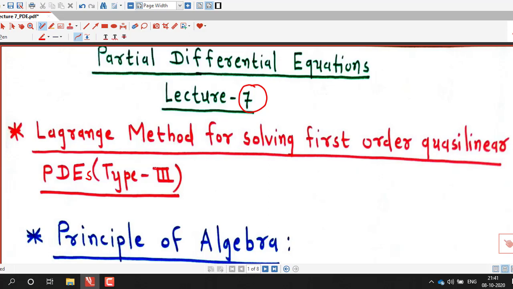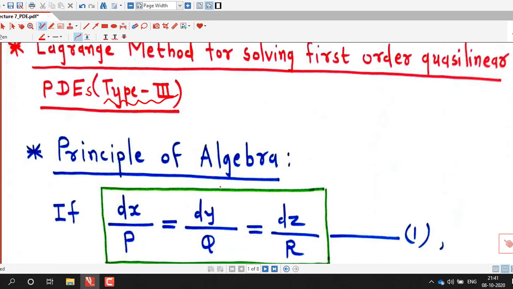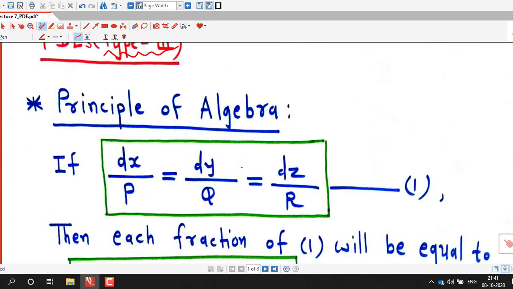So today we are going to discuss the third type of solving Lagrange auxiliary equations. In the earlier two lectures we have discussed two types of solving Lagrange auxiliary equations. So if you have not watched those two lectures, you can refer to them before watching this lecture. In this type 3 we are going to use one principle of algebra. So what is that principle that we first discuss?